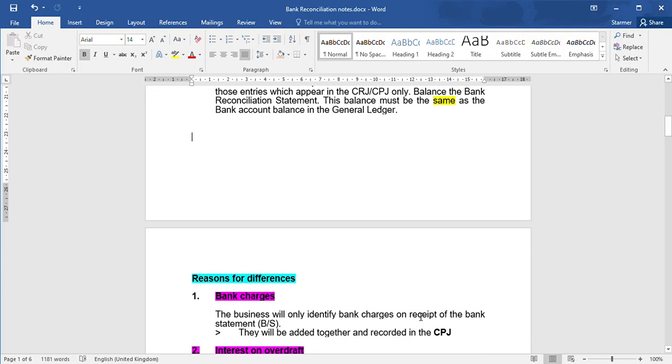Okay, what I'm going to do today is actually go through all the possible differences that you can have, starting with bank charges. The bank charges are recorded directly by the bank, and it's only when we get the bank statement that we'll be able to identify what those bank charges are. So we have not made the entry, so we're going to need to record that, and bank charges are recorded in the CPJ because your bank balance is going to decrease.